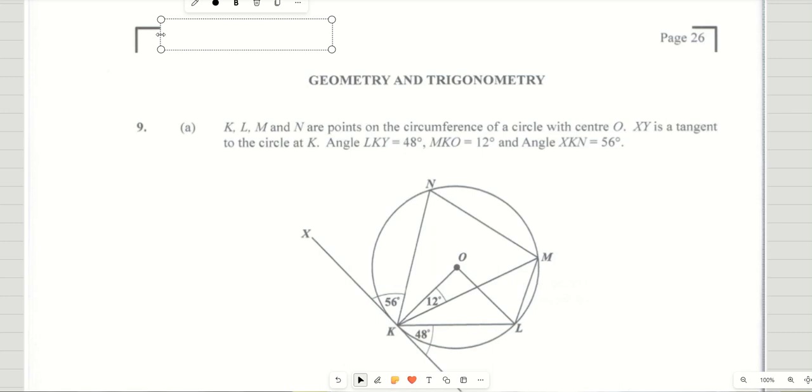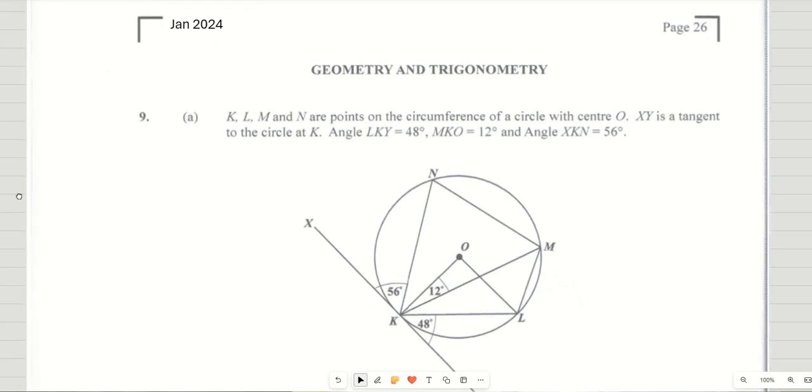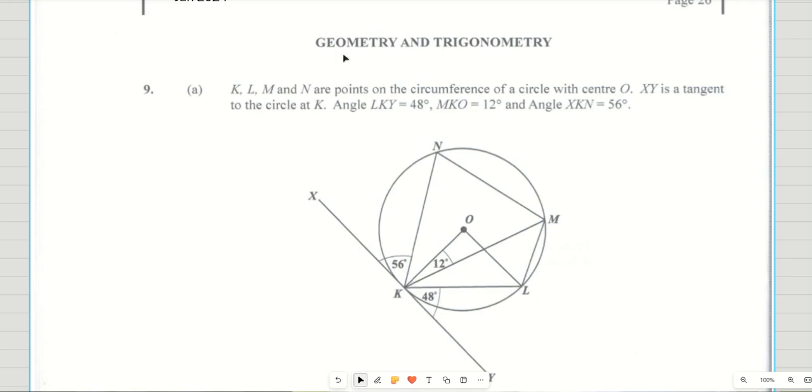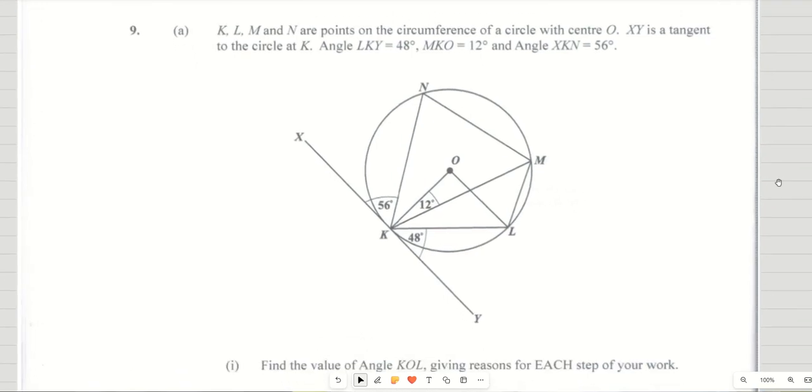Good day, everyone. So today we'll be doing January 2024, number 9 and paper 2. Alright, so let's see the first question. Now, number 9, as the topic tells us, is geometry and trigonometry. So let's read the question.